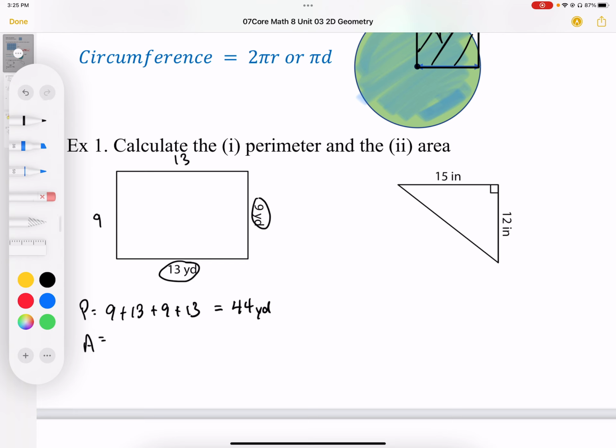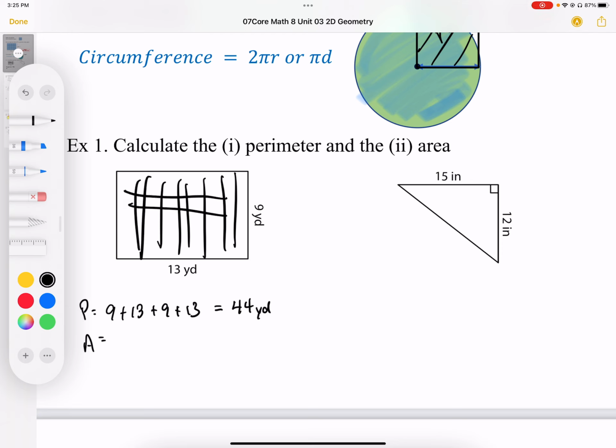The area is squares. So to get squares, I need to make squares. I can do that with a grid. I can do 13 like this, 9 like this, and that gives me the number of squares.